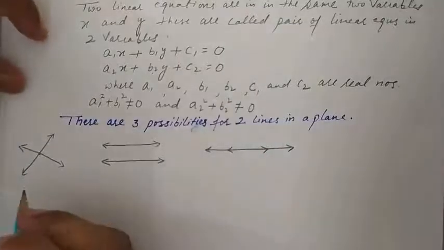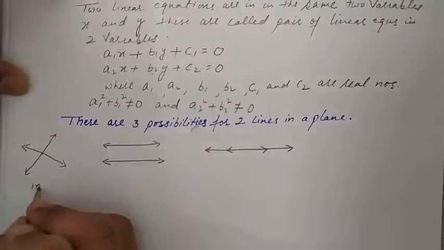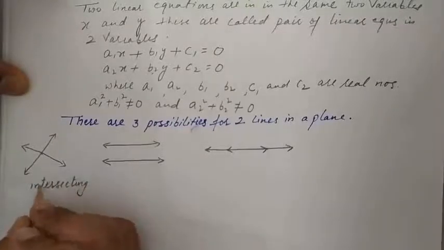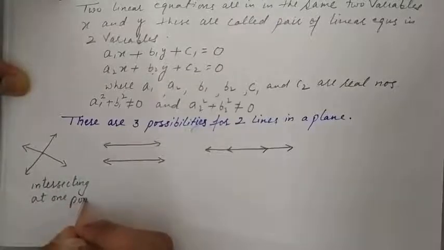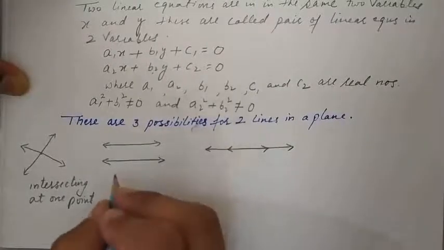So we will have three possibilities for two lines in a plane. Number one, lines are intersecting at one point. Here I'll write intersecting at one point. Number two, lines are parallel. It means lines will not intersect.